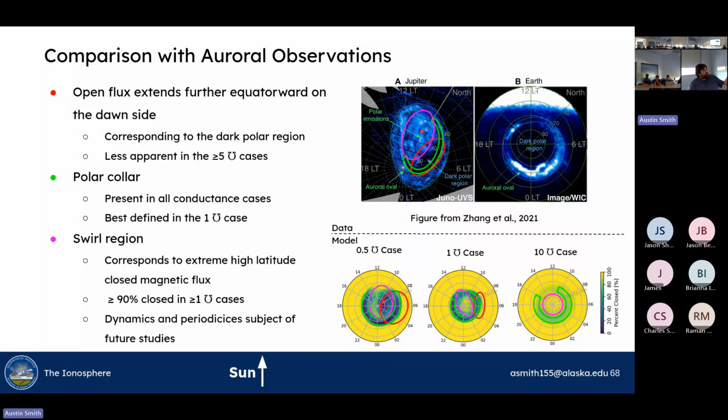And we also have the swirl region, which is this very active and dynamic auroral emission at Jupiter, which in the model is corresponding to the extreme high latitude closed magnetic flux. And in the 1 mil and above cases, this is more than 90% closed. And there's lots of dynamics and periodicities seen in both observations from Hubble and James Webb.